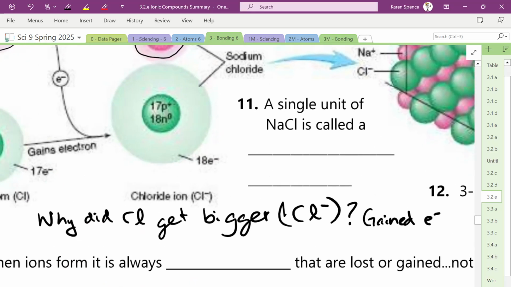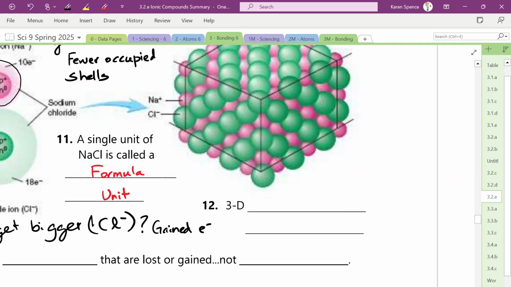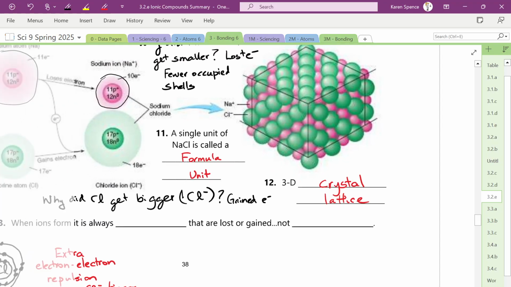Okay, so let's go back up here. A single unit of NaCl is called a formula unit. And the 3D structure is called a crystal lattice. Are you getting tired of this vocabulary yet? Hopefully. By the time you get tired of it, that means you start really knowing it. If you're like, oh my gosh, it's a formula unit, Ms. Benz, why are we doing this again? Then you really know it.